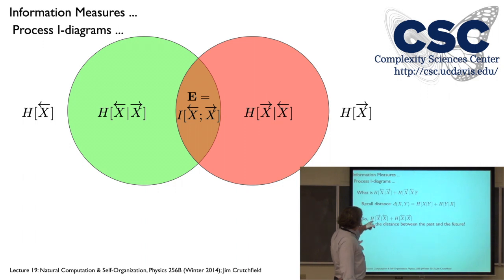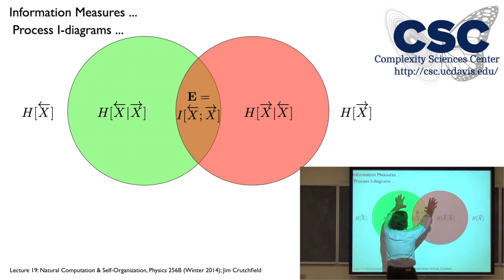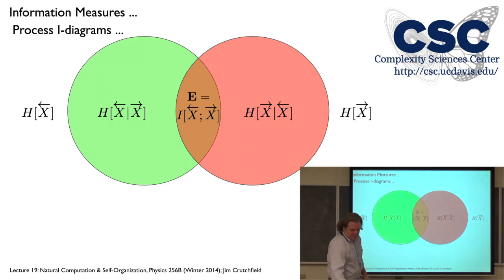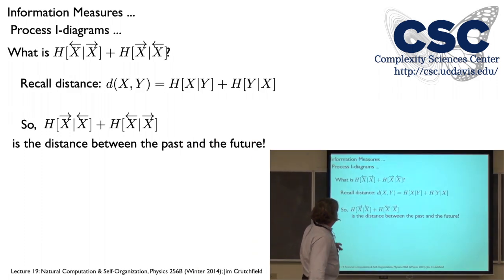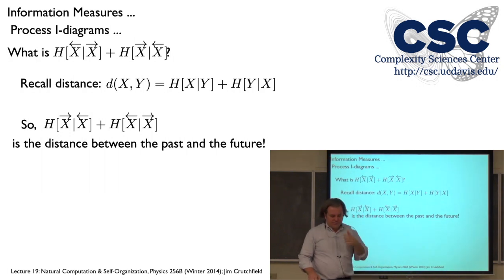Now, what is this thing here that I noted before? If you remember, before we looked at the sum of these conditional entropies, and that was some kind of distance. So those outer wedges, or this quantity here, is the distance between the past and the future. So that's all very nice and intuitive.